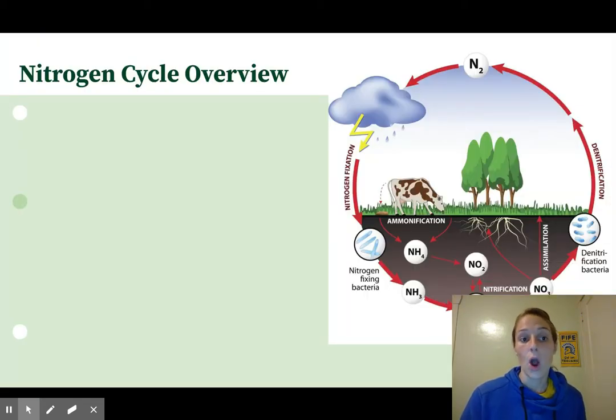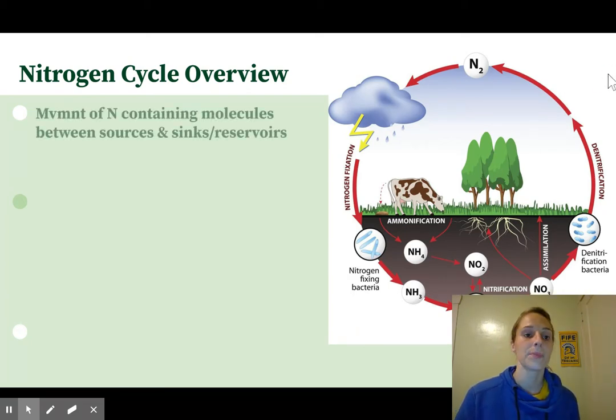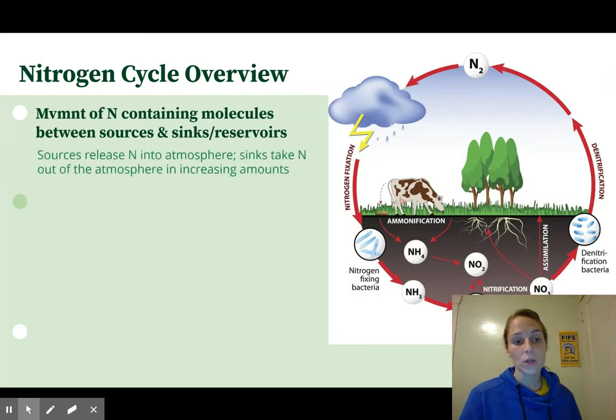So let's start with an overview of the nitrogen cycle, which this diagram is showing you an image of. Now, the nitrogen cycle is going to be the movement of nitrogen-containing molecules between sources and sinks or reservoirs. Now, sources are going to release nitrogen into the atmosphere, and sinks are going to take nitrogen out of the atmosphere. So again, if you did the 1.4 notes on the carbon cycle, this is going to be similar vocab with sources and sinks.